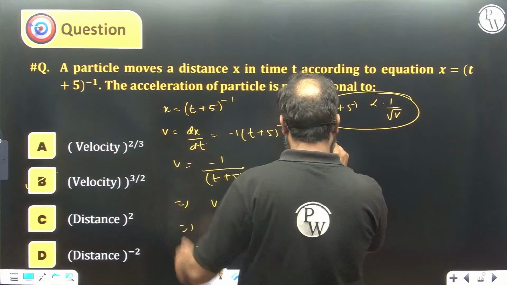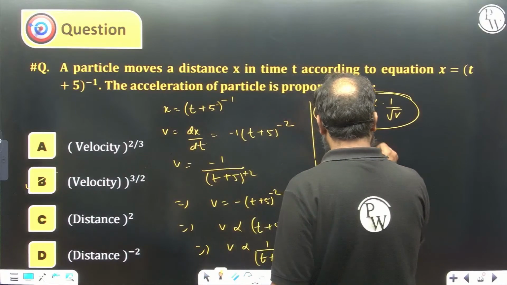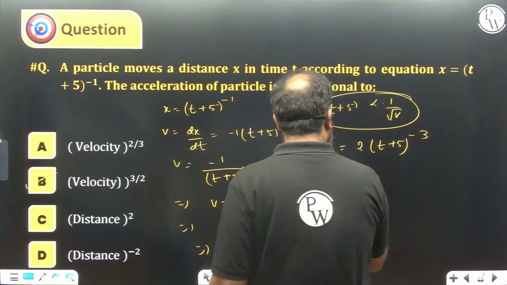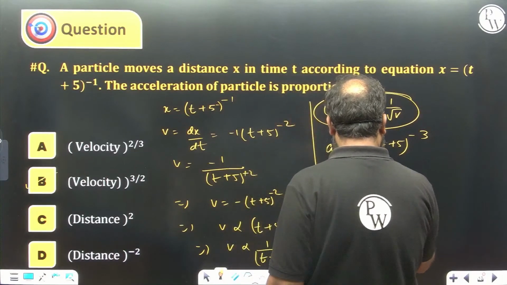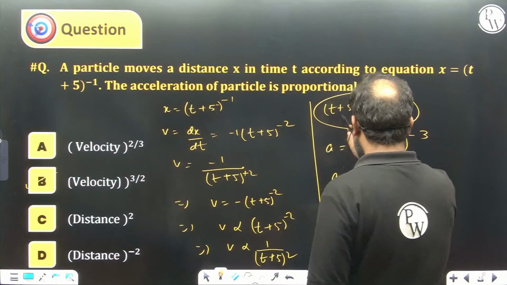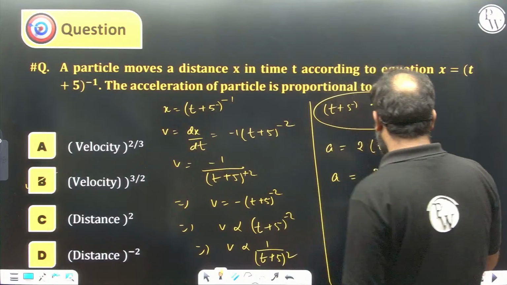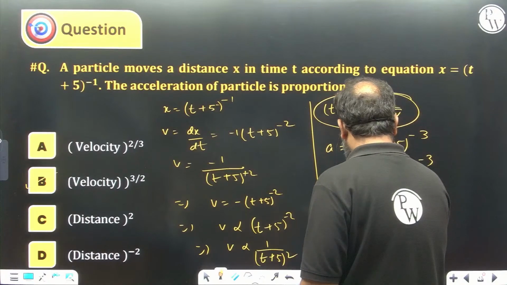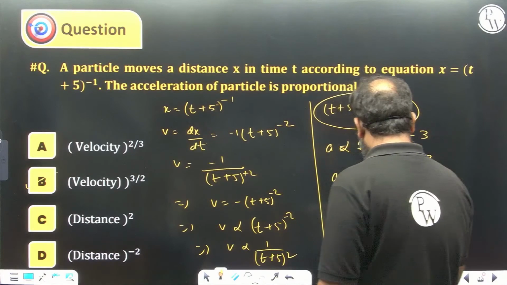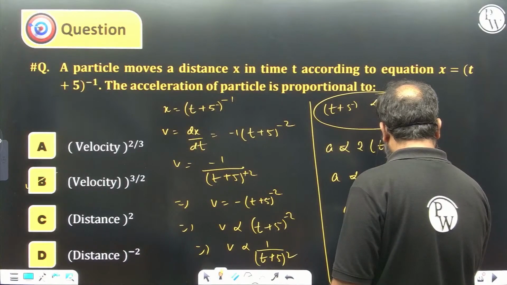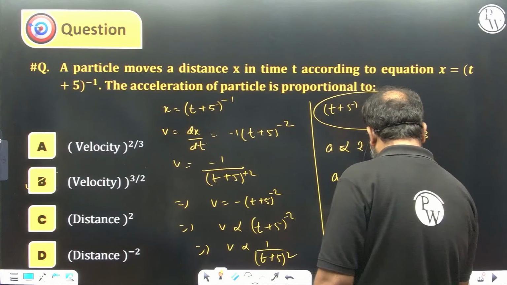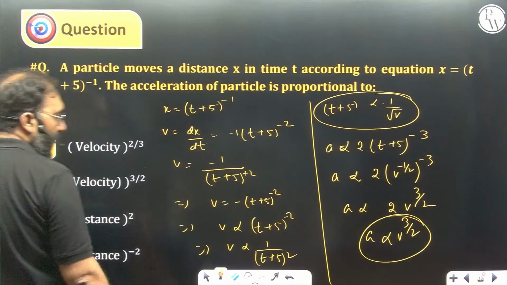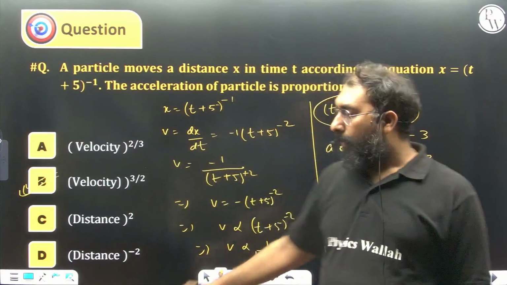Now differentiating it one more time, acceleration is what? 2 times (t plus 5) raised to power minus 3. So acceleration is 2 times, and t plus 5 is 1 by root V, means V power minus 1 by 2, so this is (V power minus 1 by 2) power minus 3. So acceleration is proportional to 2 times V power 3 by 2. The acceleration is proportional to V power 3 by 2. So this is the correct answer. B is the correct answer. So guys, there was some calculation error. So now this is correct.